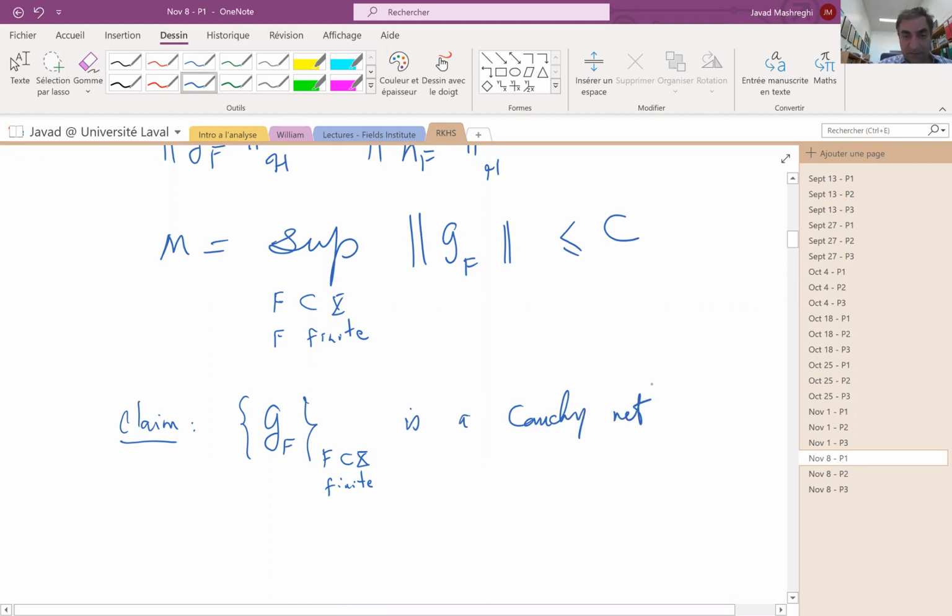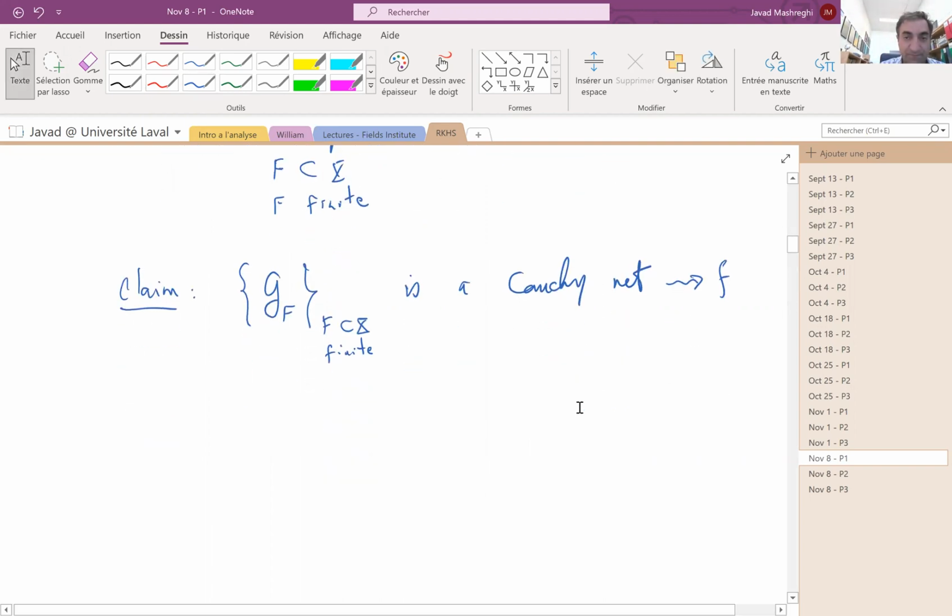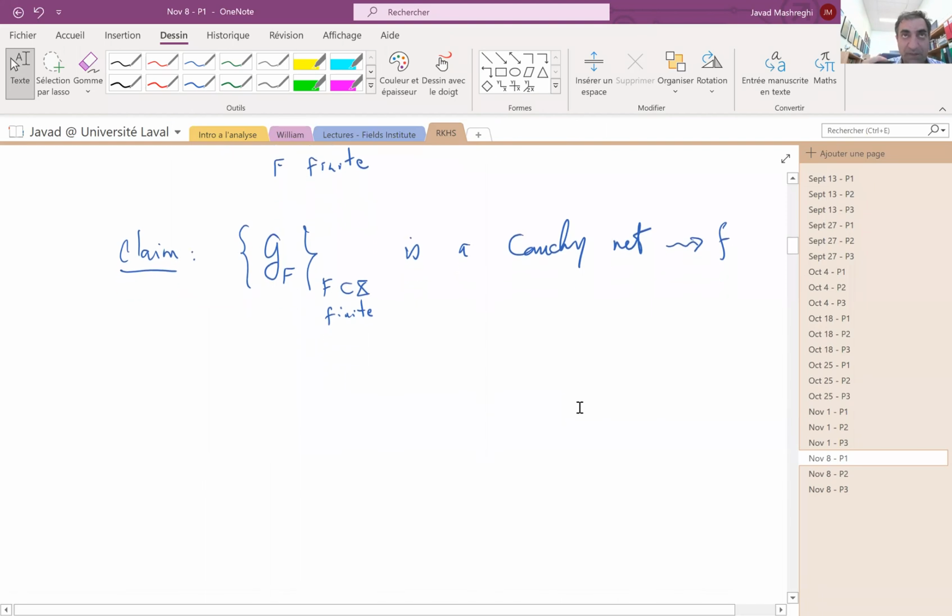And we know that, there was a proposition at the beginning of this chapter. It's a Cauchy net which converges to F. So let's verify why it is a Cauchy net. At the beginning, we showed that the Cauchy net is convergent, but here it is easy to see that if it converges, there is no other option. It has to converge to F. But first of all, why is it a Cauchy net?